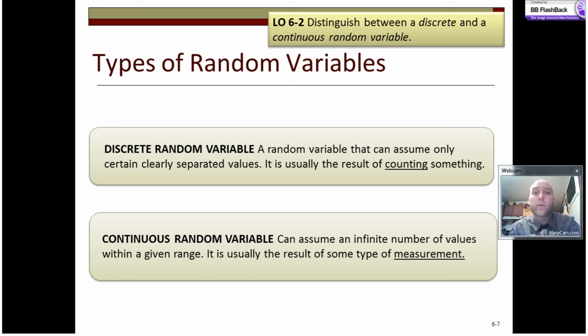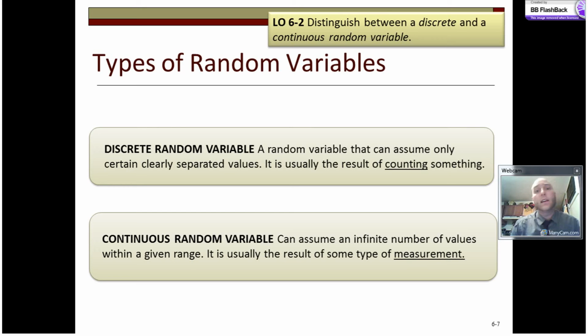Whereas a continuous random variable, which we'll see in chapter 7, can assume an infinite number of values, usually within a given range. It is often the result of some type of measurement. We're not talking about continuous here. We're just talking about discrete in chapter 6.